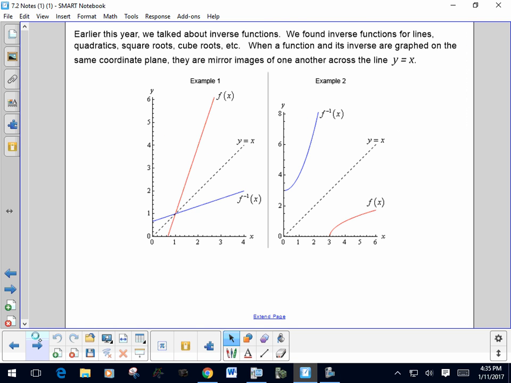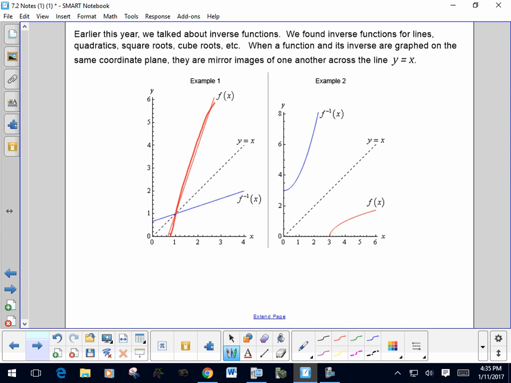So earlier this year we talked about inverse functions. For a lot of functions, you can find an inverse. Way back in Unit 1, we found inverses for lines, quadratics, square roots, and cube roots. If you graph a function and its inverse together on a coordinate plane, you can see that they are mirror images of each other. So here we have function f of x, which happens to be a line.